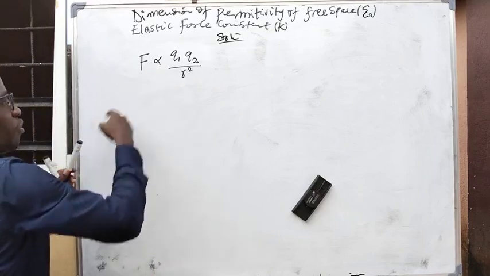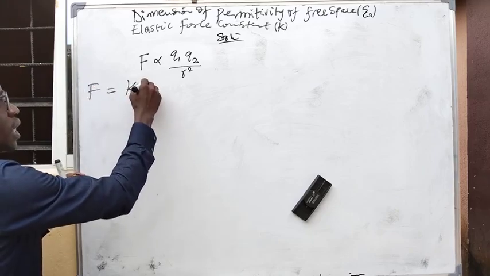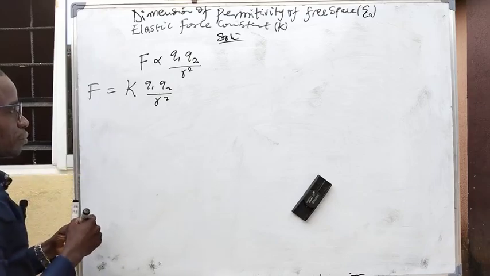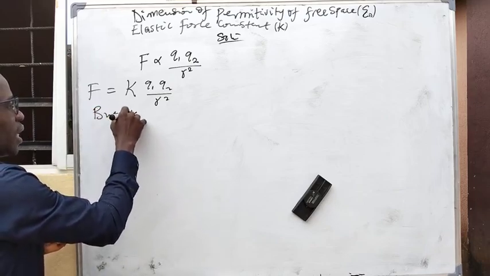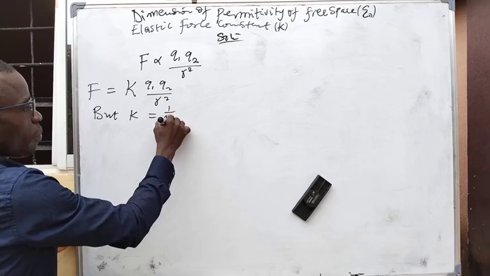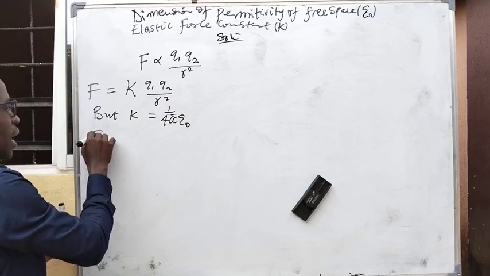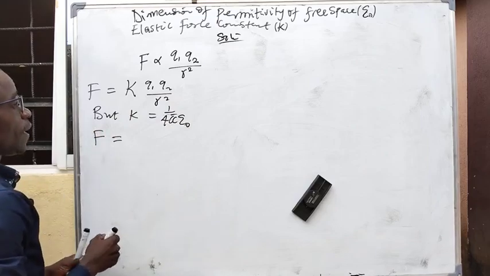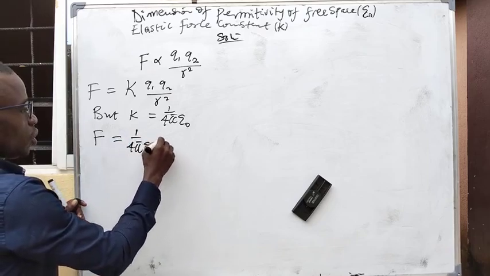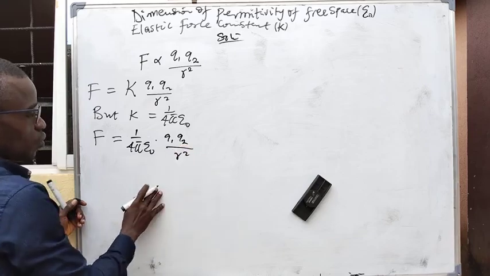Now, if I remove this sign of proportionality, I will have that my F will be equals to K Q1, Q2 all over R squared. But we have that the value of our K is 1 over 4 pi epsilon naught. When we substitute it here, we have that our F will be equals to 1 over 4 pi epsilon naught, multiplied by Q1, Q2 all over R squared.